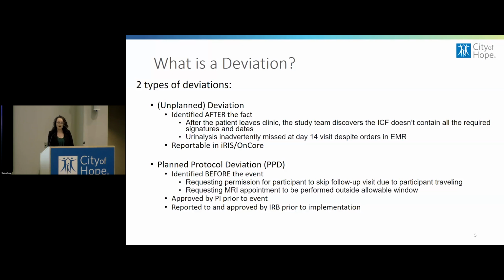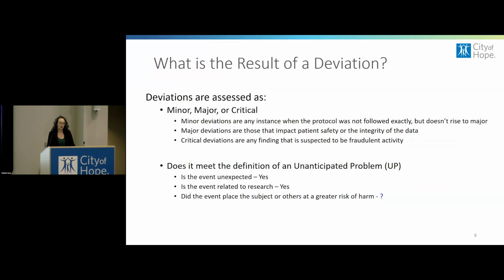But there is a subset of deviations that require expedited reporting in our regulatory system, IRIS. So generally speaking, the distinction between reporting and not reporting in an expeditious manner would be a question of severity. So does the deviation alter the risk-benefit ratio of the patients? In terms of the unplanned deviations, there are three types within the City of Hope policy. So we have minor, major, and critical.